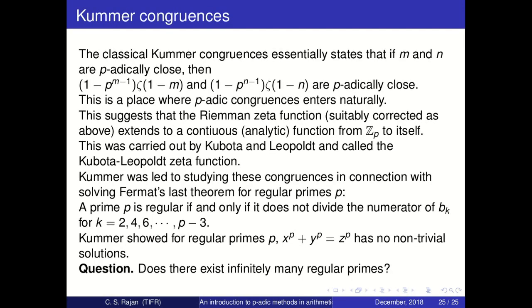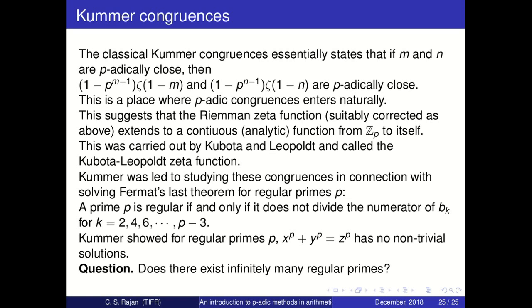Now the classical Kummer congruences state that if m and n are p-adically close, then 1 minus p to the power m minus 1 times zeta of 1 minus m is close to the same for n. So let me say where this 1 minus p to the power m minus 1 comes from. I am looking at zeta of 1 minus m, and the Euler factor becomes 1 minus 1 upon p to the power 1 minus m. I am multiplying by this factor to kill the factor at the prime p. So you kill this prime p factor. Remember, these are all rational numbers at negative odd integers. If m and n are p-adically close, then these two numbers are p-adically close. Okay, this is a place where p-adic congruences enter very naturally.